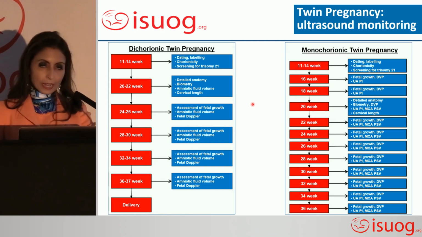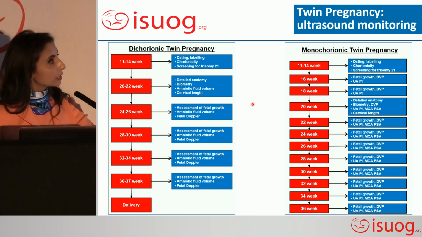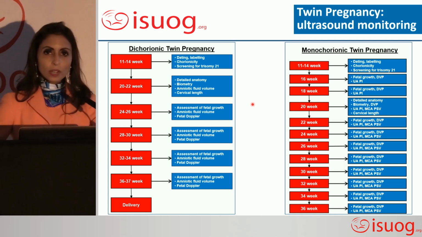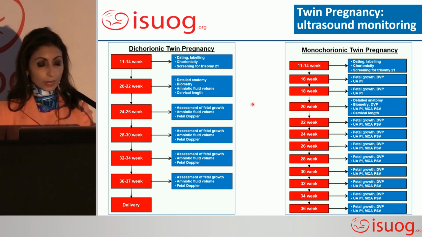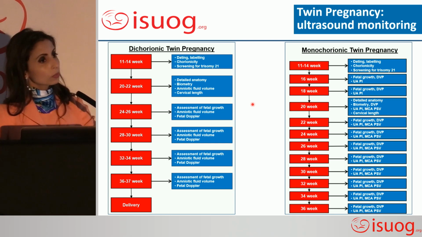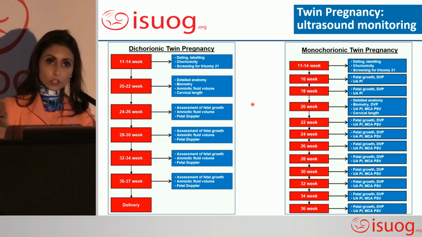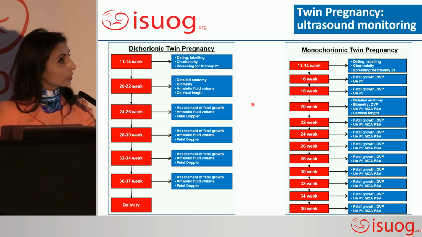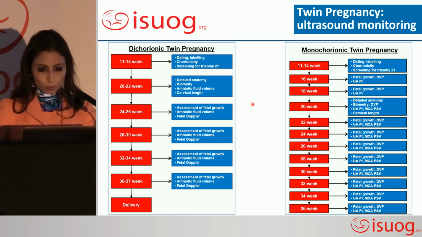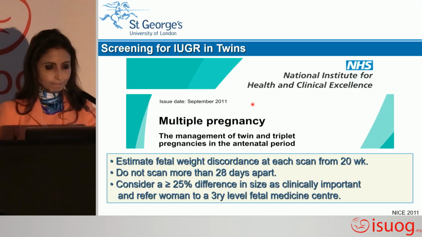How are we monitoring that? By actually doing frequent scans in these pregnancies. And I showed you the slides a few times between yesterday and today, which is the ISUOG guidelines on the protocol for ultrasound monitoring of these pregnancies. So for dichorionic twins, we said that from 20 weeks, we're going to scan every 4 weeks, measuring the babies and looking for growth restriction, while in monochorionic twins, from 16 weeks it will be every 2 weeks. And at every scan, we're measuring the babies.